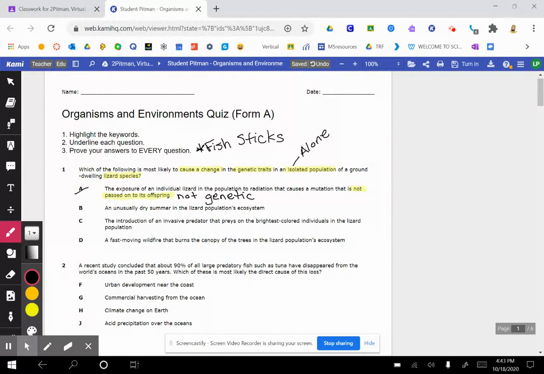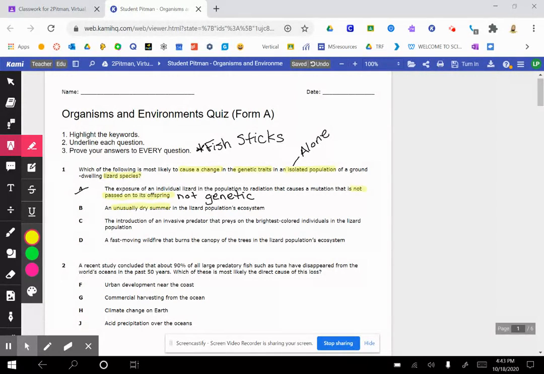Let's look at B. An unusually dry summer in the lizard population's ecosystem. So again, we're looking for genetic traits to change. An unusually dry summer is going to be a very short period of time, and it's not going to be long enough to cause genetic changes. One summer does not necessarily mean that there's going to be changes genetically.